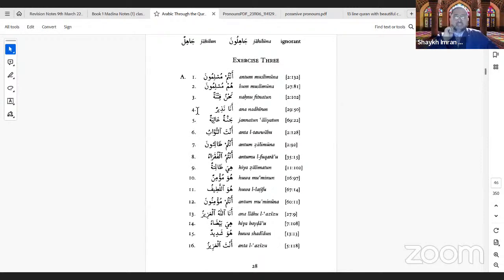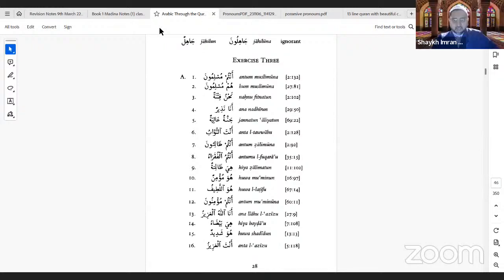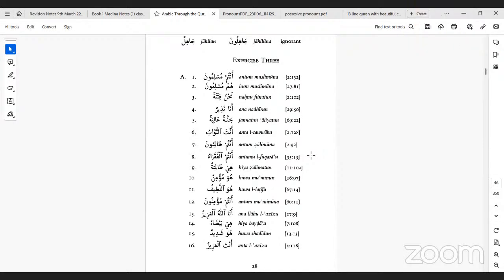Last session we spoke about mudaf ilay, the possessor and the possessed thing, the possessive nouns, and we also covered adjectives. When we covered the possessive nouns, we spoke about pronouns as well, correct? Those pronouns were of two categories. Do you remember? I said in the Arabic language, there are two types of pronouns. What were those two types? Attached and detached. Exactly.